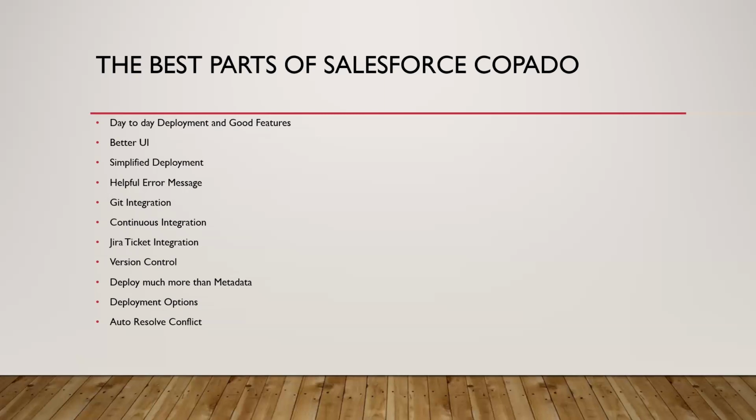Deploy much more than metadata. Profile, permission set, classes, components, triggers, translations, custom settings, values, and many other things, faster and better. You can deploy everything to the other environment. Deployment options let you deploy to many destination organizations like Git, with auto-resolve conflict. These are the basic features of deployment here.